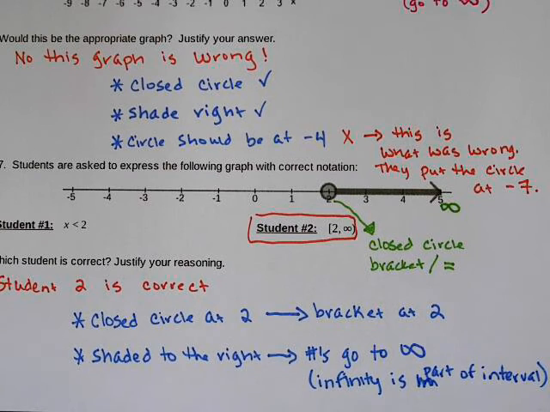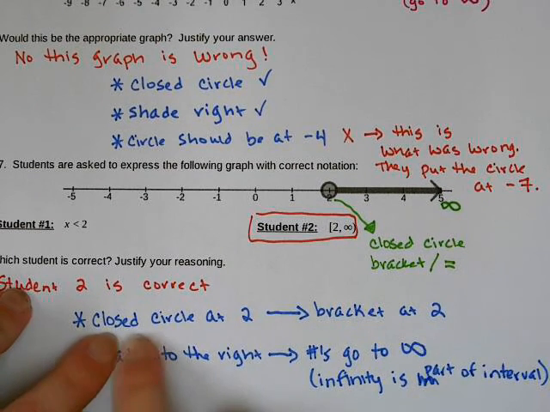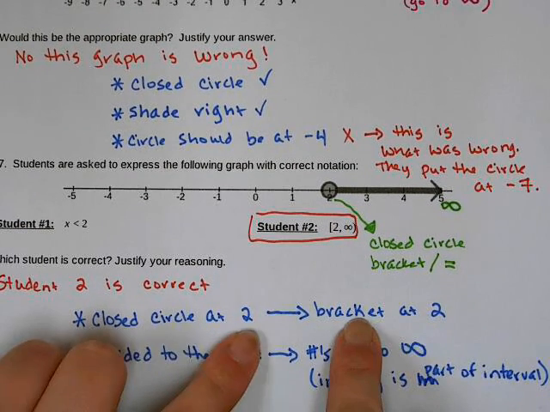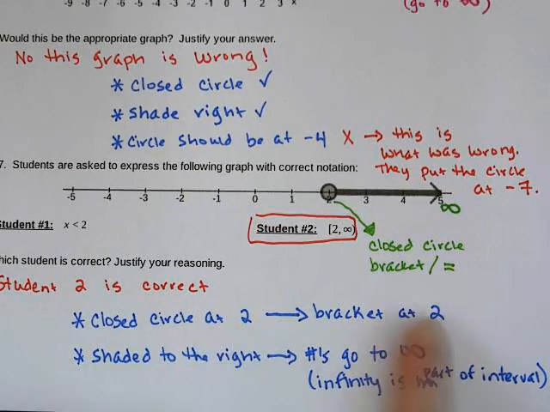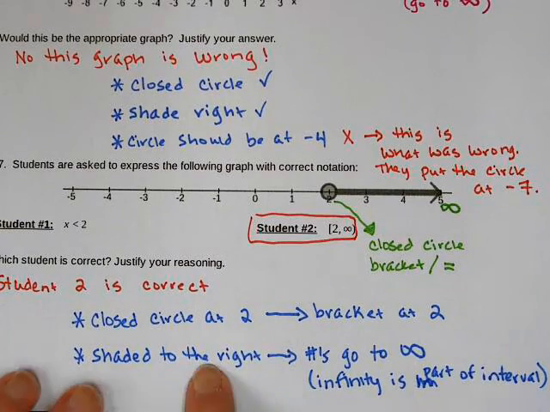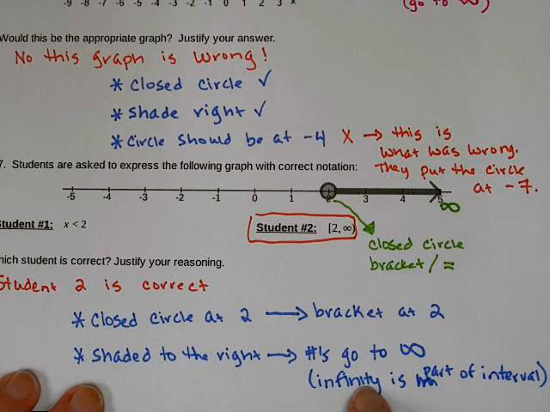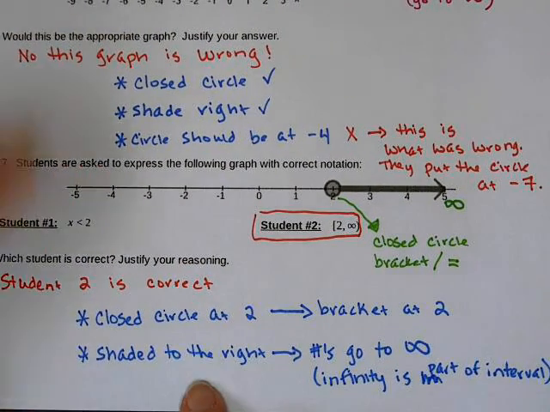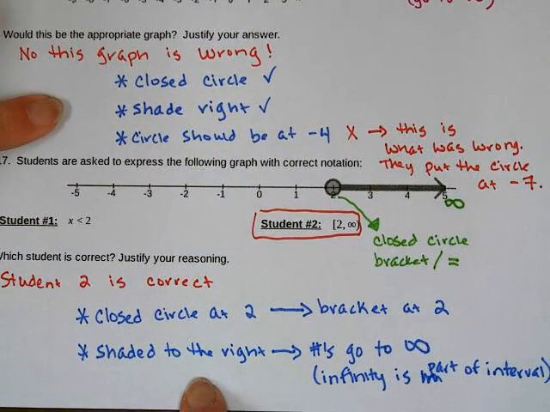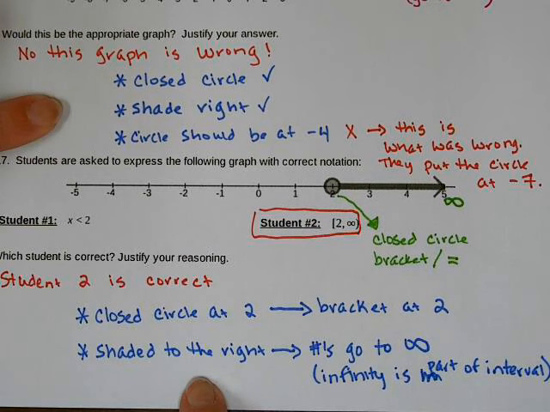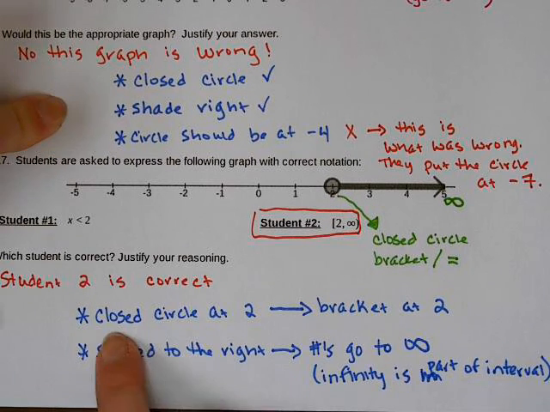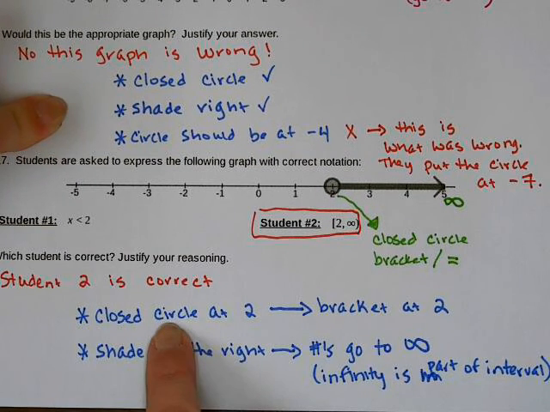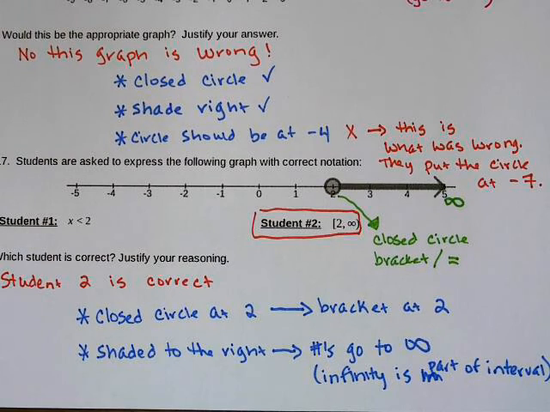So we took care of all three things again. Closed circle gave us the bracket. It was at 2, so we acknowledged that. And then we talked about the shading to the right, which tells us that the numbers are going to infinity. Now if you look, these justifications look a little different, but they're still getting at those same three things. It's just that on this one, I kind of put the two of them together. Your justifications do not have to look exactly like mine, but they do need to include those three big ideas.